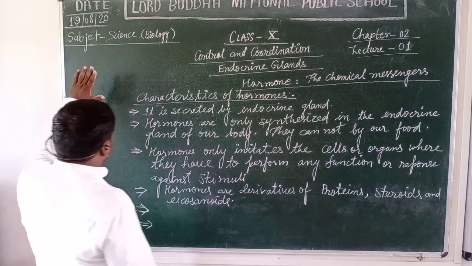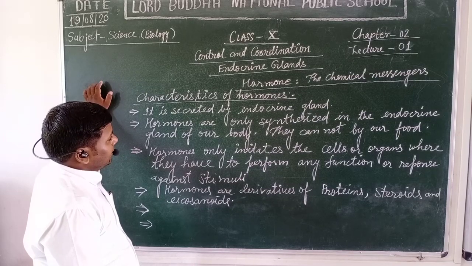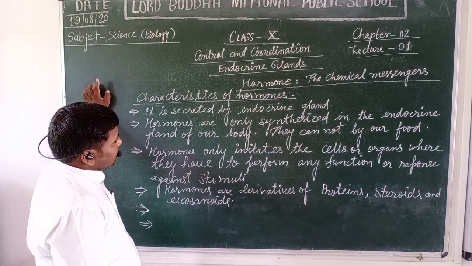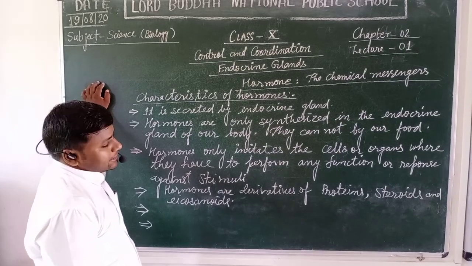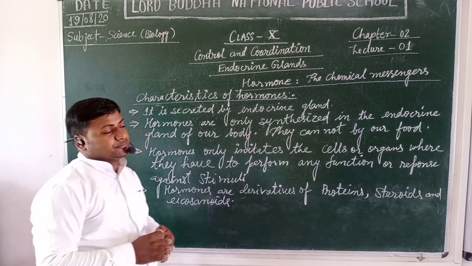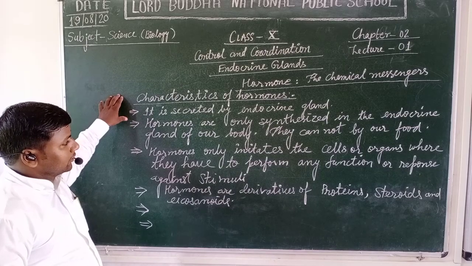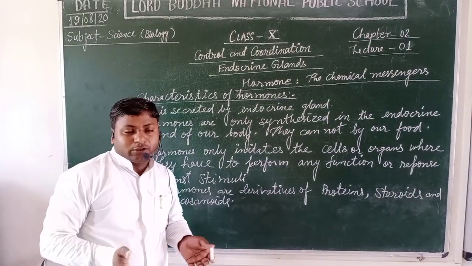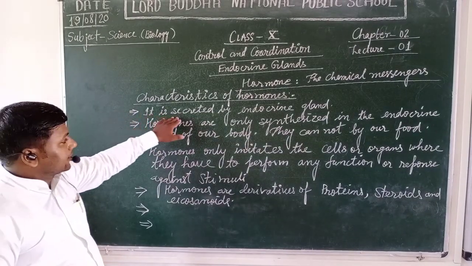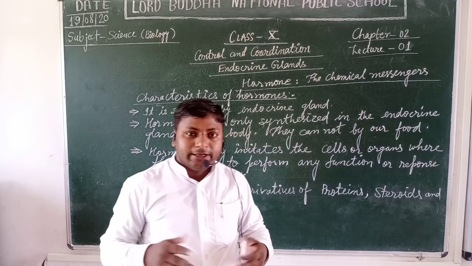Now students, today we are also going to know the differences between hormones and enzymes. Yes students, it is compulsory to know about the differences between hormones and enzymes to understand this chapter very well. Students, as I take the characteristics of hormones, I will also explain the comparative difference with enzymes. First, hormones are secreted by the endocrine glands. It means the hormones are secreted by the ductless glands.